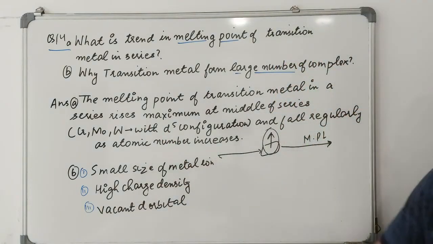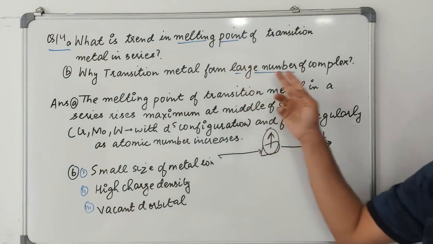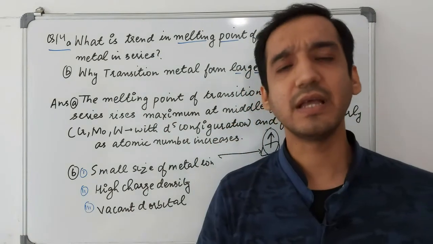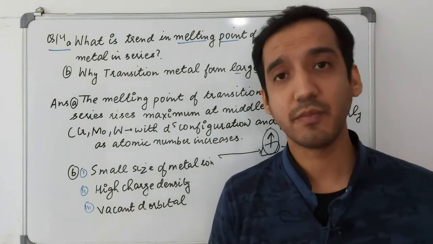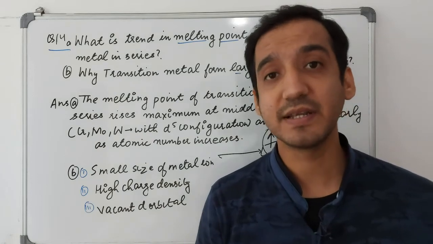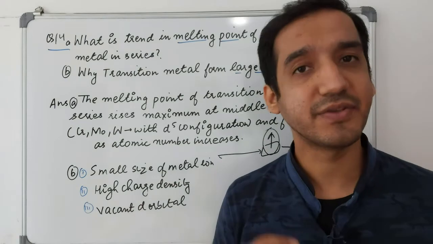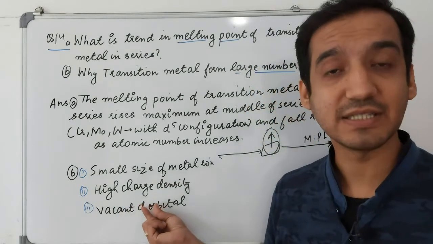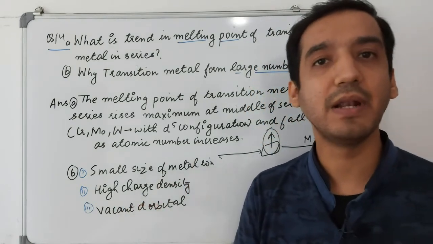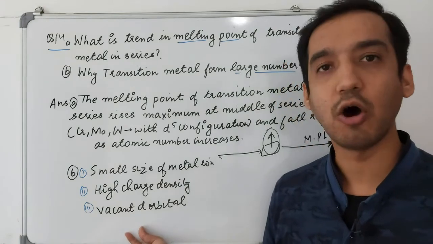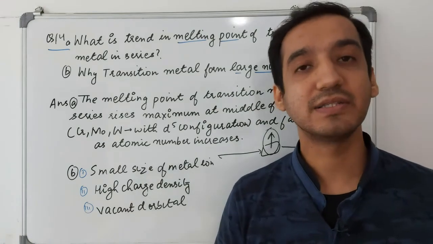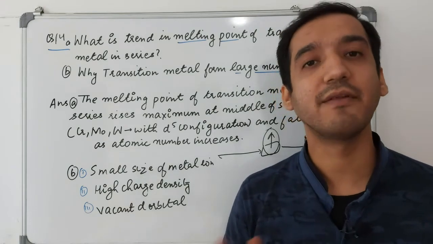Okay. Next question is, why do transition metals form a large number of complexes? What is the reason? First reason, they have small size of metal ion. The metal ion is very small, it has high charge density, and there is availability of vacant d orbitals where other elements can donate electrons or they can form bonds.